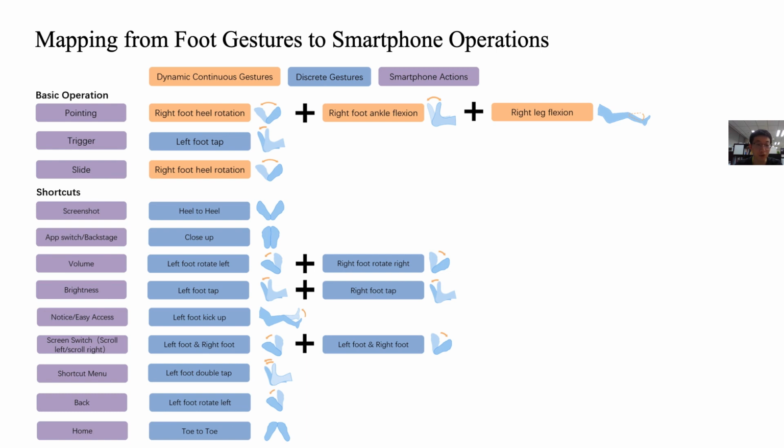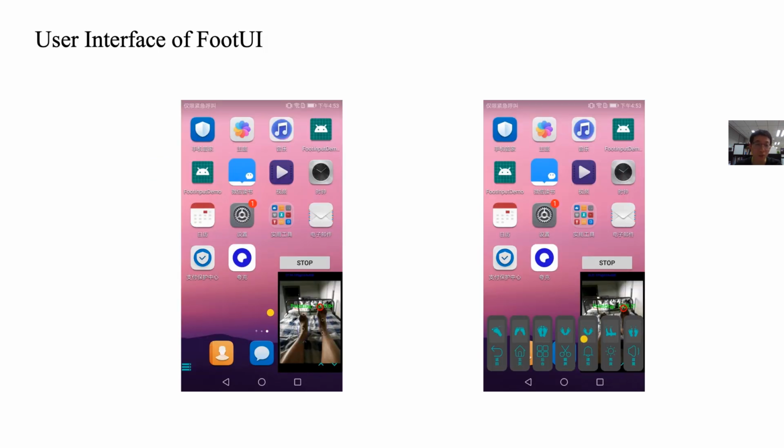The smartphone operations were divided into basic operations and shortcuts. The figure shows the mapping from foot gestures to smartphone operations. We mapped the foot gestures to smartphone operations following the rule of mapping the most user-preferred foot gestures to the most necessary smartphone operations. Finally, we designed the user interface of FootUI.